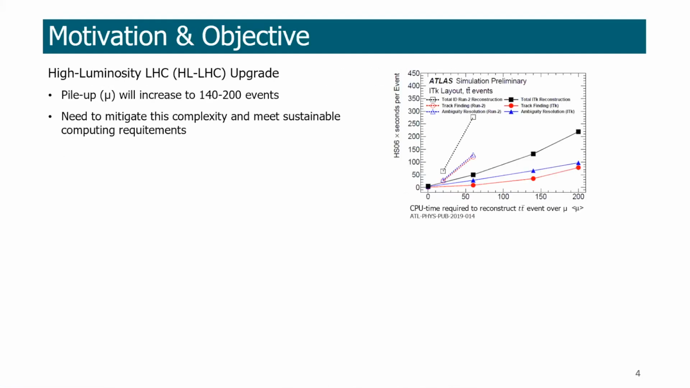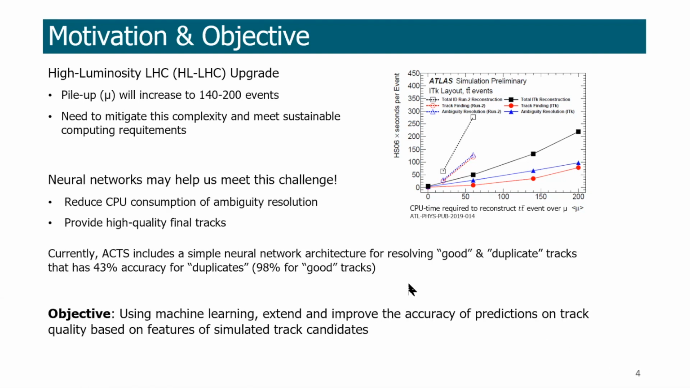With the upgrade to the high luminosity LHC, which will increase the number of collisions, or pileup, in the ATLAS detector, it's necessary for us to find a way to mitigate this complexity and optimize ambiguity resolution with this higher degree of pileup. And that brings us to deep learning. Neural networks implemented in this step of track reconstruction may have the potential to greatly reduce CPU consumption, but still continue providing us with high quality results.